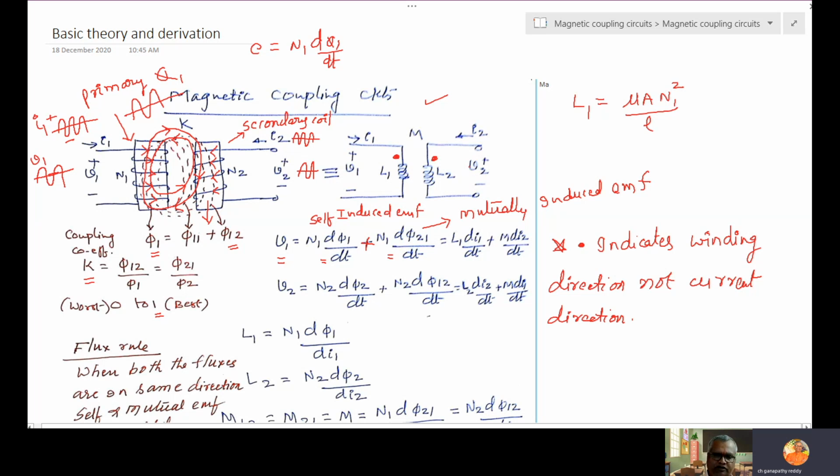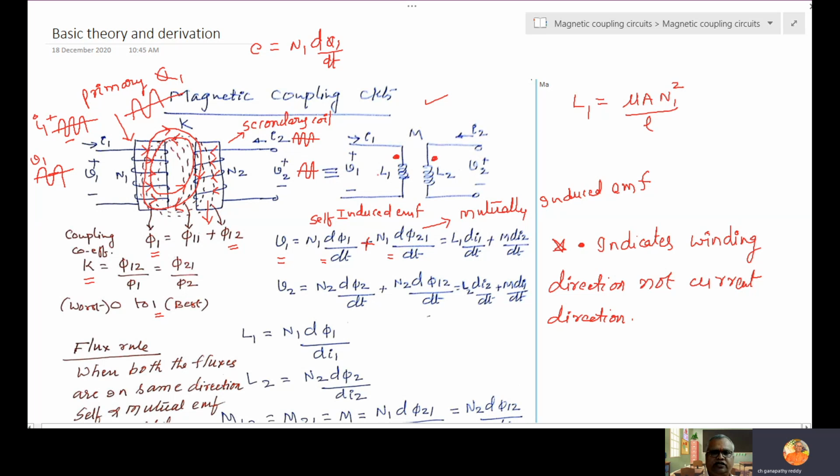The current I1 entering in the primary at the dot induces an open circuit voltage in the secondary with a positive reference at the dot. Means sensing at the dot, means measuring at the dot, means the voltmeter red button connected to the dot. Then that is positive. That is the elaborate statement. So now I have explained the dot sign convention.